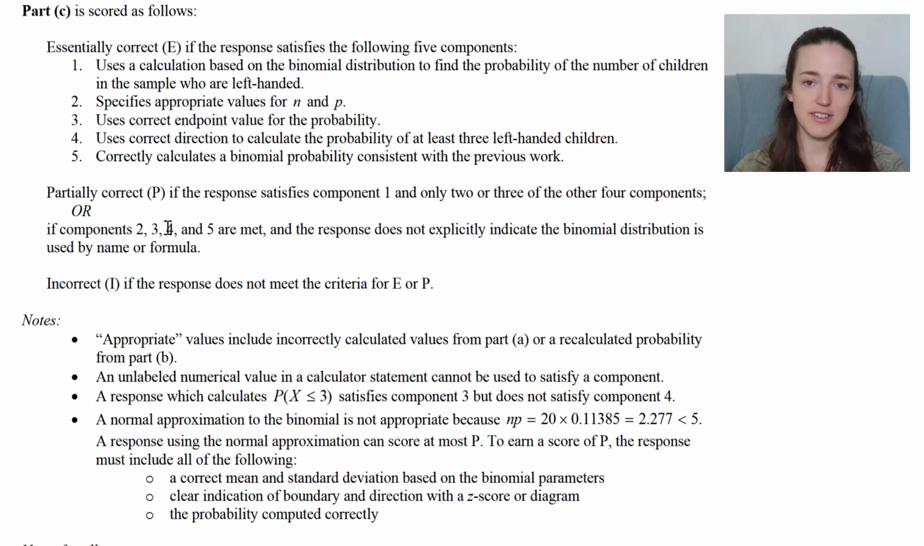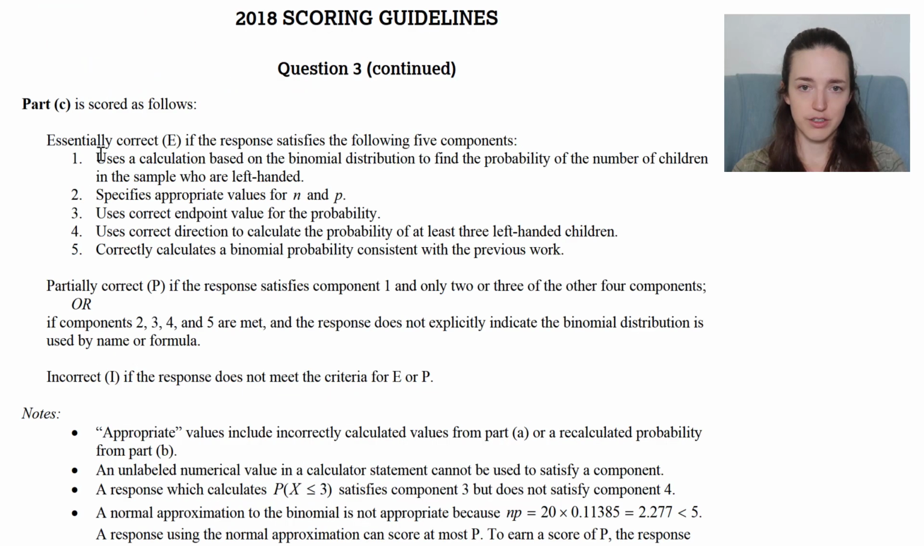Partially correct if the response satisfies component 1 and only 2 or 3 of the other 4 components. So if you knew that it was binomial, but then you only had 2 or 3 of the other things, like you started the calculation, but maybe you had the endpoints wrong or you misused binom CDF, you could still get partially correct. Or, oh, interesting, if you do 2, 3, 4, and 5 correctly, but you make no indication that it's a binomial distribution, then you get partially correct. It seems to me that if you write binom CDF, that should count.